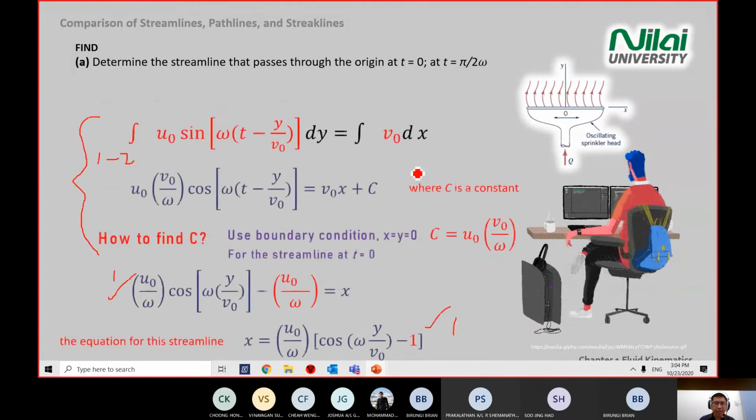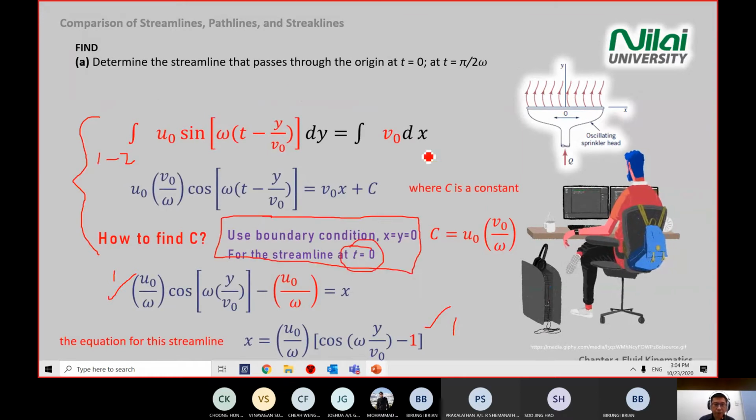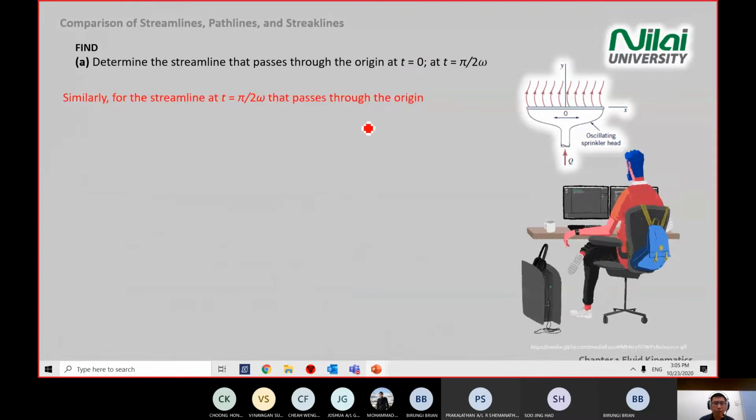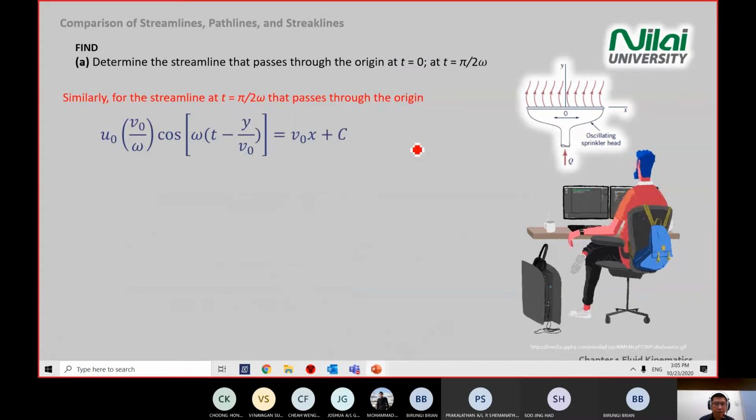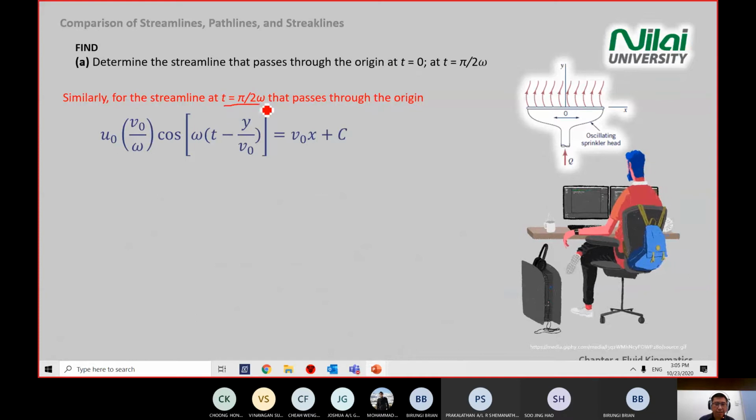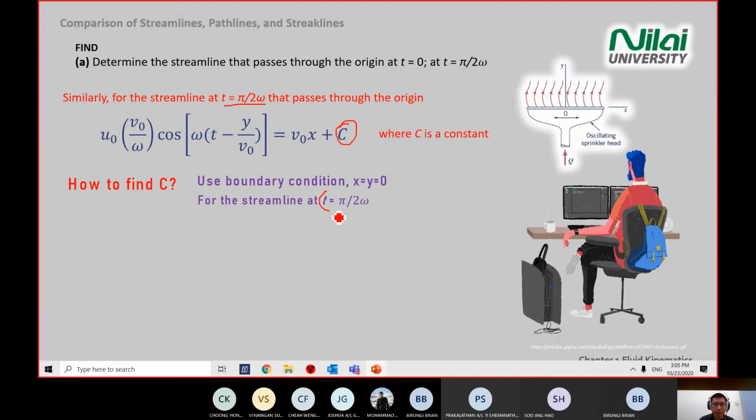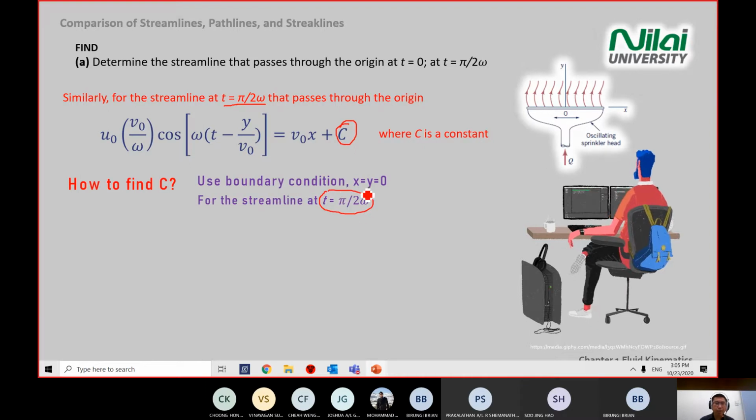So we have already cleared the first scenario at time equal to 0. Here, we already cleared this one. Now we're going to look at t equal to pi divided by 2w. So how are we going to solve it? Same thing. You call out the equation, because once you change the time, your constant value will change. So again, we find the value of this constant. Apply the boundary condition again. This time your t changes, no longer 0. Now it's t equal to pi divided by 2w. You substitute everything inside this equation, you get your c.